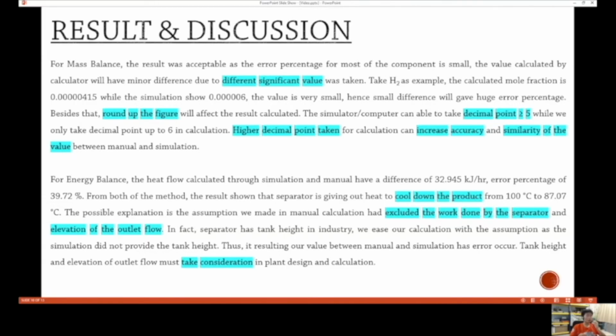From the result above, we found that the separator is giving out heat to cool down the product from 100 to 87.07 degrees Celsius. The possible explanation or main factor that causes the error percentage is that the assumption we made in the manual calculation excluded the work done by the separator and also the elevation of the outlet flow. In fact, every separator in the industry has a different tank height. We eased our calculation by assuming the tank height was 0, so that there is no elevation of the outlet flow between the product and our unwanted product. Thus, it results in an error between the manual and simulation values. As a recommendation, tank height and elevation of the outlet flow must be taken into consideration in plant design and calculation.